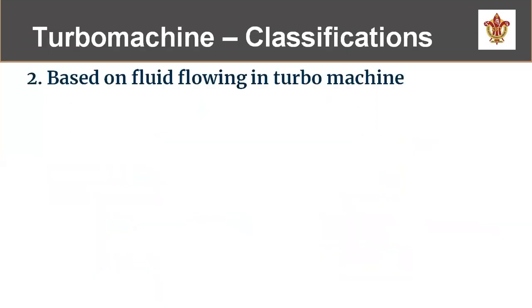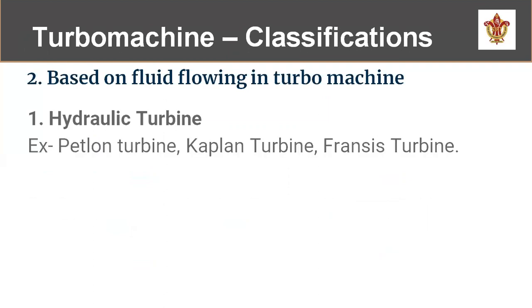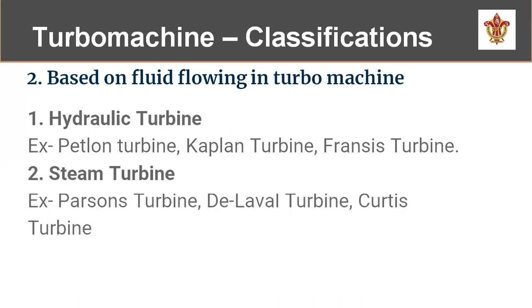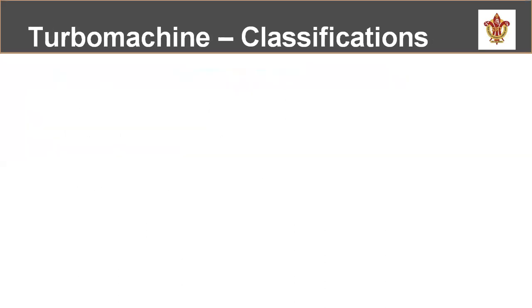Now, the second classification is based on the fluid flowing in the turbo machine, how the fluid flows. In that category come the Pelton turbine, Kaplan turbine, and the Francis turbine, in which a jet of water strikes the turbine. Steam turbine, in which steam is used. Gas turbine, in which gas is used.